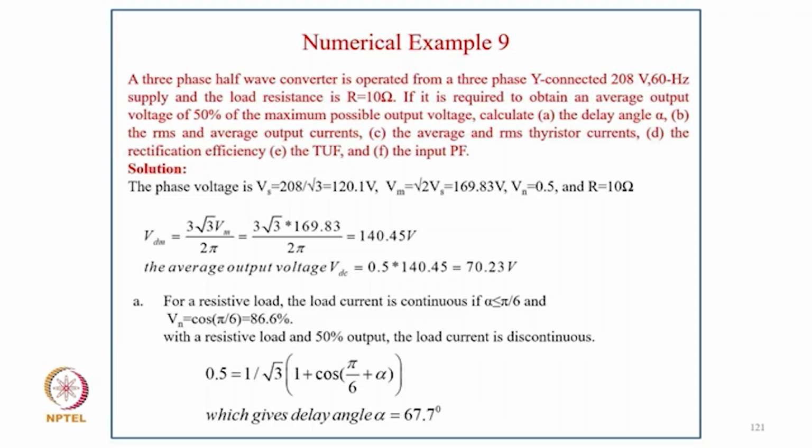Coming to example 9, a 3-phase half wave converter is operated from a 3-phase star connected 208 volt 60 Hz supply, and the load resistance is 10 ohm. It is required to obtain average output voltage of 50% of maximum output voltage. Determine the delay angle alpha, the RMS output current, the average and RMS thyristor current, and the rectification efficiency, transformer utilization, and input power factor.